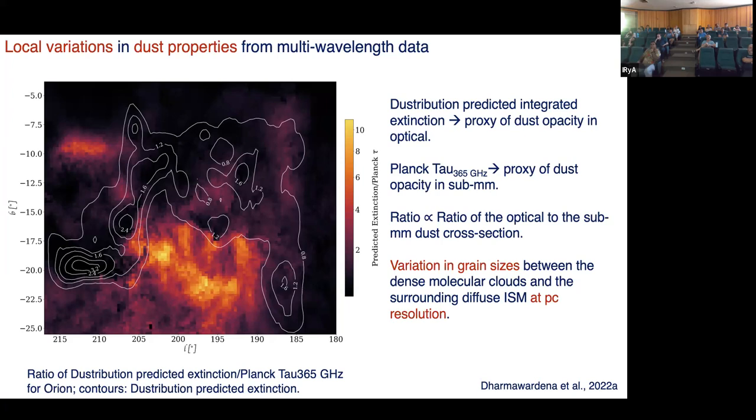So when you look at this ratio, the numbers are not that important. What's important is that this diffuse region has a much different ratio to the dense molecular cloud regions. So we think something related to variations in grain sizes or grain shapes is happening here. This is again ongoing work that we're trying to figure out, okay, why is this happening?